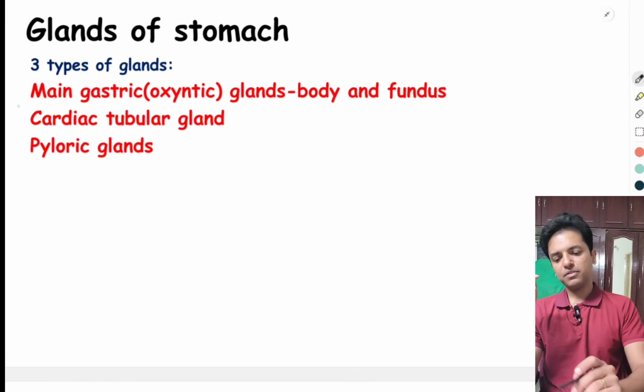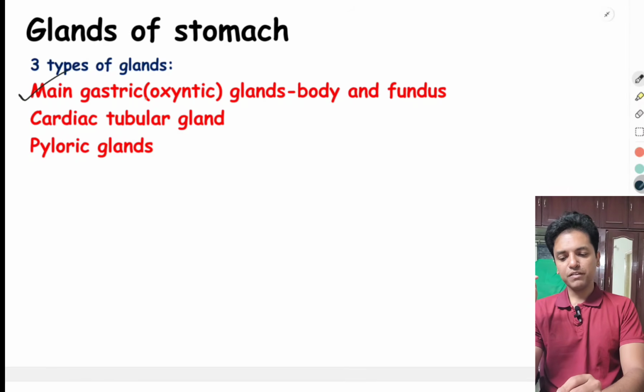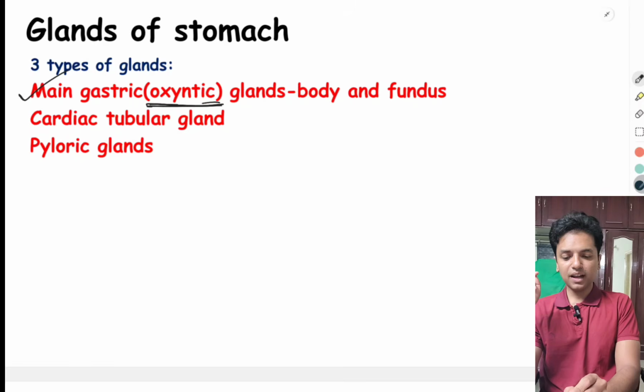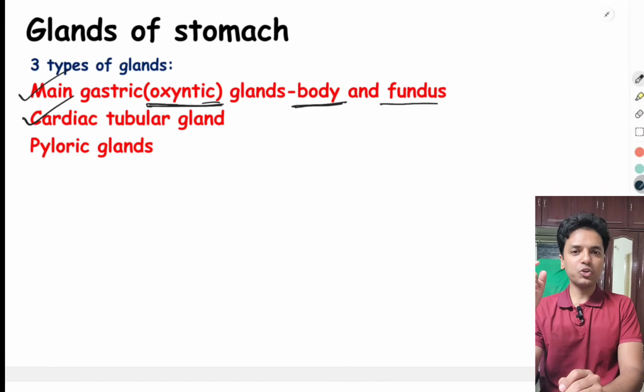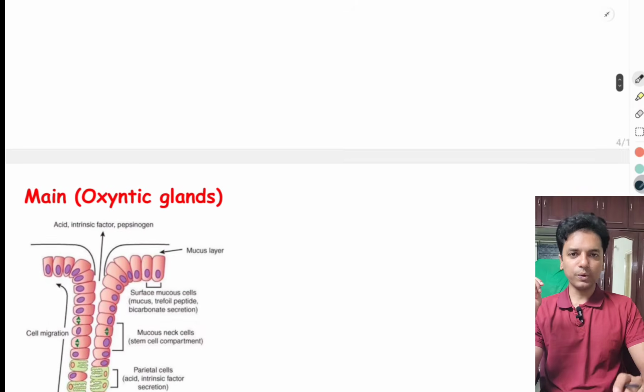There are three types of glands in the stomach. The first one is called the main gastric gland, or also the oxyntic glands. These are the most numerous glands, and they are present in the body and the fundus. Then we have the glands present in the cardiac part of the stomach, called the cardiac tubular glands. We also have glands in the pylorus, and those are called the pyloric glands.